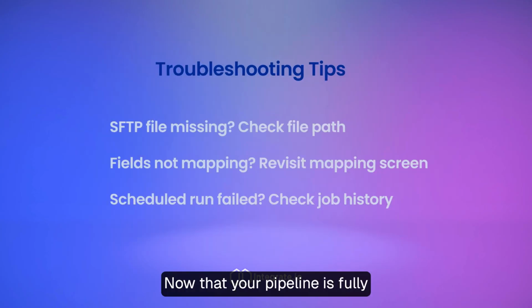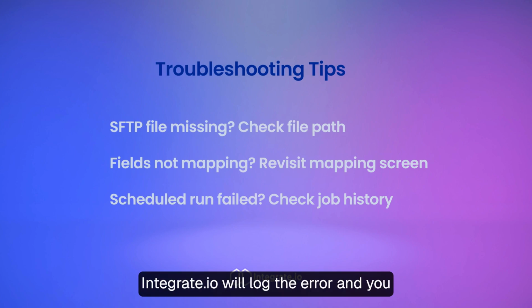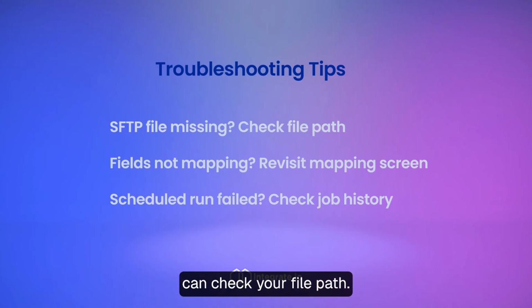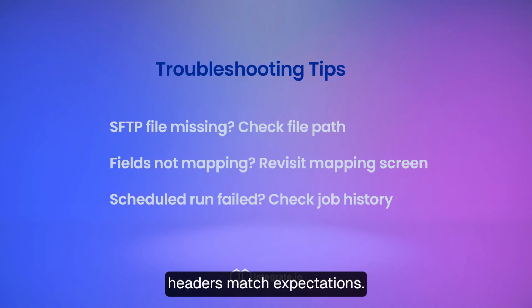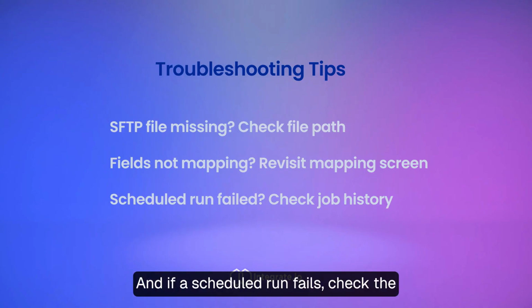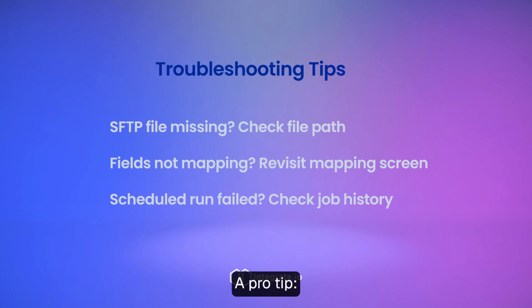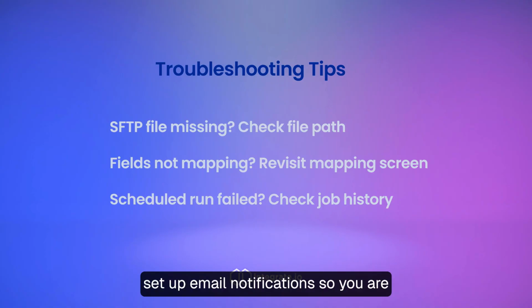Now that your pipeline is fully configured, let us quickly cover what to do if something goes wrong. If the SFTP file is missing, Integrate.io will log the error and you can check your file path. If fields do not map correctly, revisit the mapping screen and ensure your CSV headers match expectations. And if a scheduled run fails, check the job history dashboard for error details. A pro tip: set up email notifications so you are alerted immediately if a pipeline run fails.